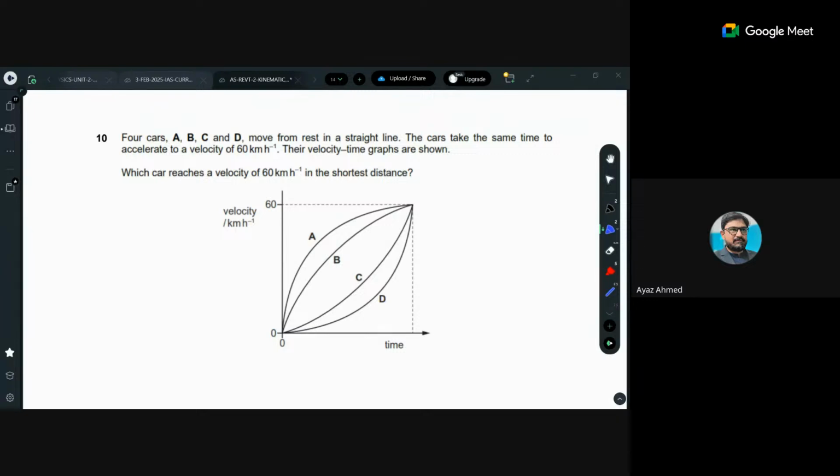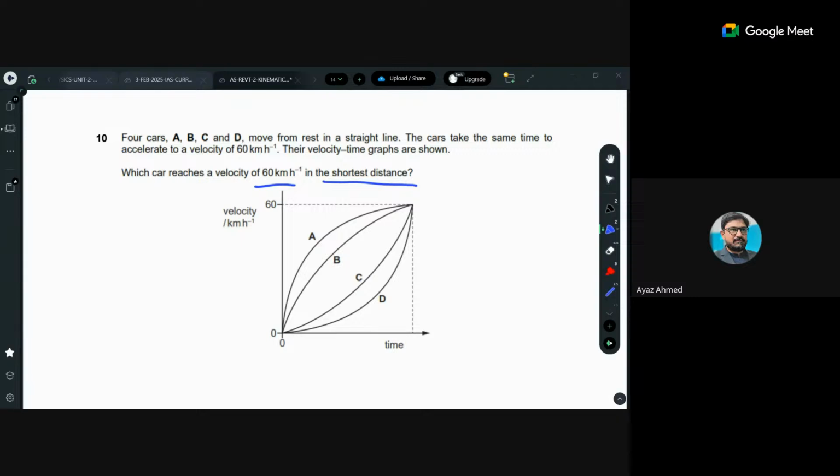Four cars A, B, C, and D move from rest in a straight line. The cars take the same time to accelerate to the velocity of 60 kilometer per hour. Their velocity-time graphs are shown. Which car reaches the velocity of 60 kilometer per hour in the shortest distance? Shortest distance means its acceleration should be larger, isn't it?